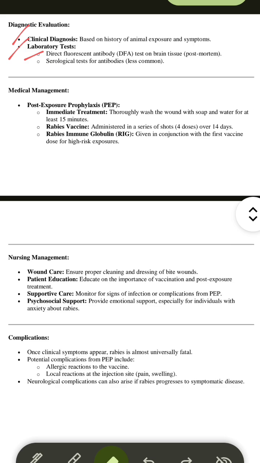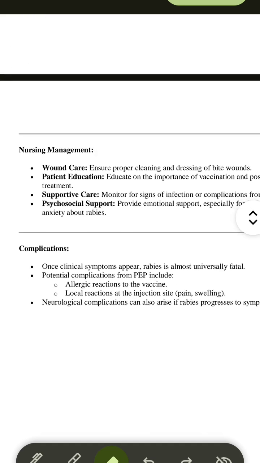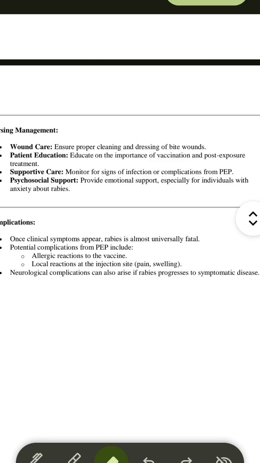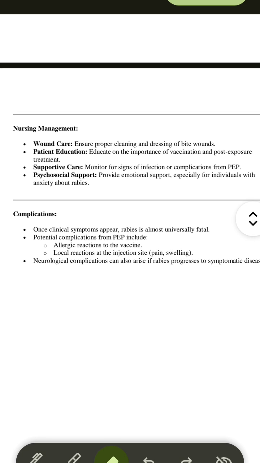Next we'll move on to nursing management. In nursing management, wound care is required, supportive care, and psychological support. So these are the nursing management.